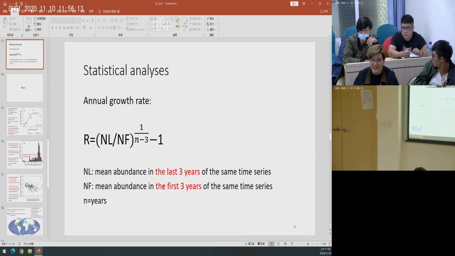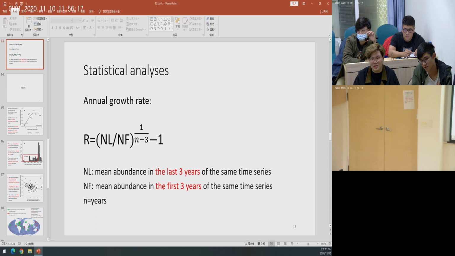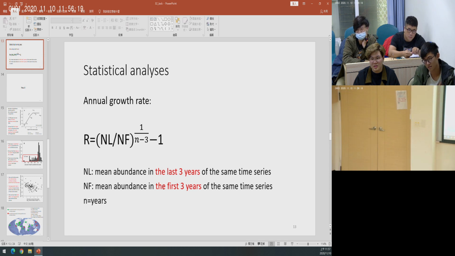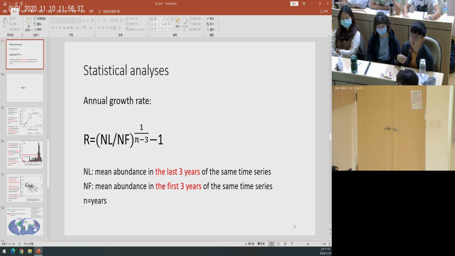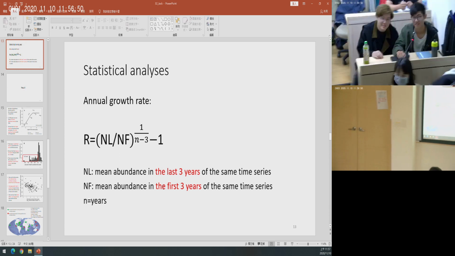NL and NF, what is the abundance for what? For the next T number. Can you say the purpose of this study again? Purpose. Oh, he wants to know the purpose of this study.